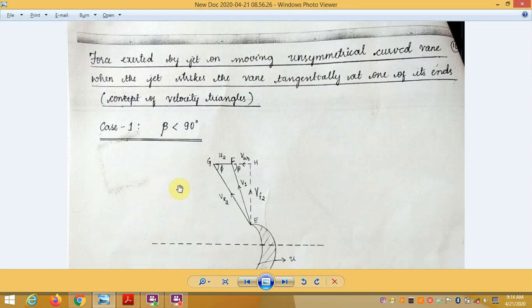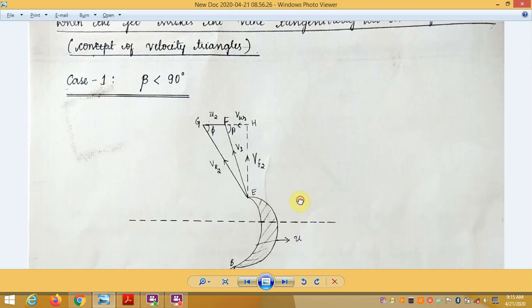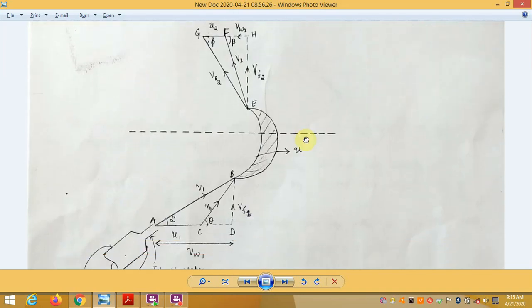Good morning, friends. Today I am going to explain to you the velocity triangles for the force exerted by a jet on a moving unsymmetrical curved vane, when the jet of water strikes the vane tangentially at one of its ends. That is nothing but the concept of velocity triangle. So first we will discuss how to construct a velocity triangle.